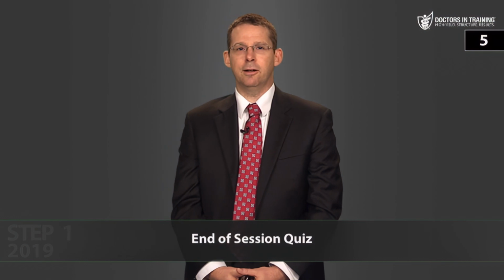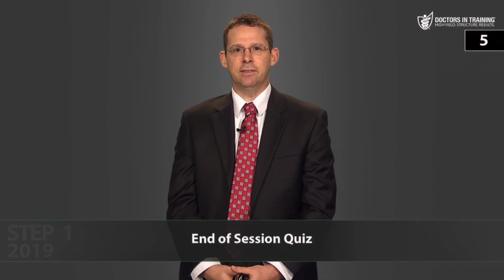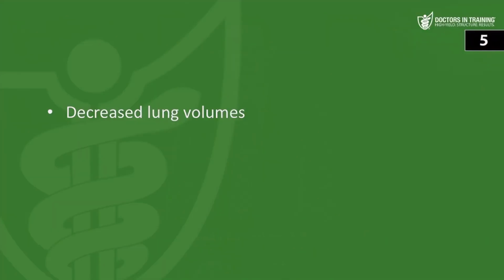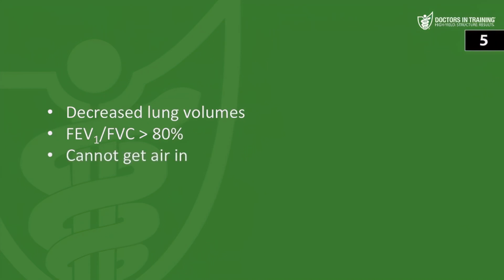What are the hallmark characteristics of restrictive lung disease on pulmonary function tests? They have decreased lung volumes, and their FEV1 to FVC ratio is typically increased. They have a high ratio, and they generally cannot get air in.